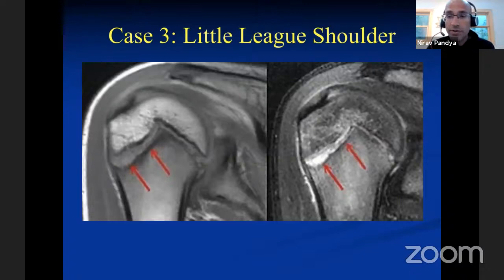You should never get an MRI for this pathology, but you can see the irritation in the growth plate here on MRI as an example, which is the pathology. Individuals this age don't get rotator cuff tears. They don't get labral tears. This is simply due to overuse.